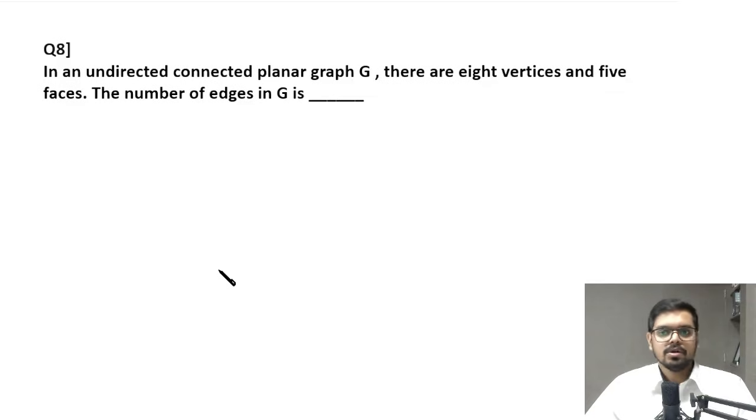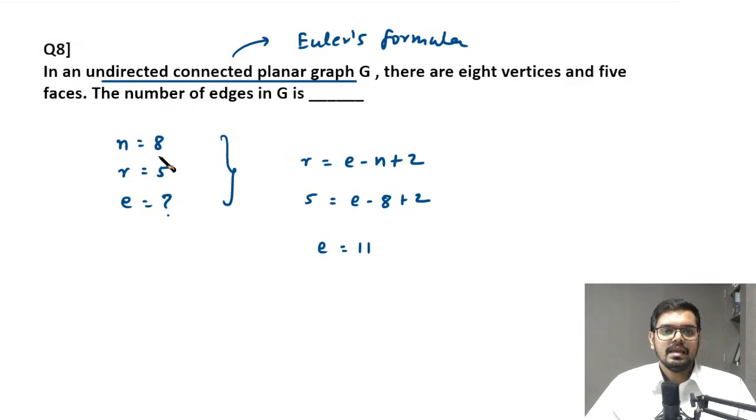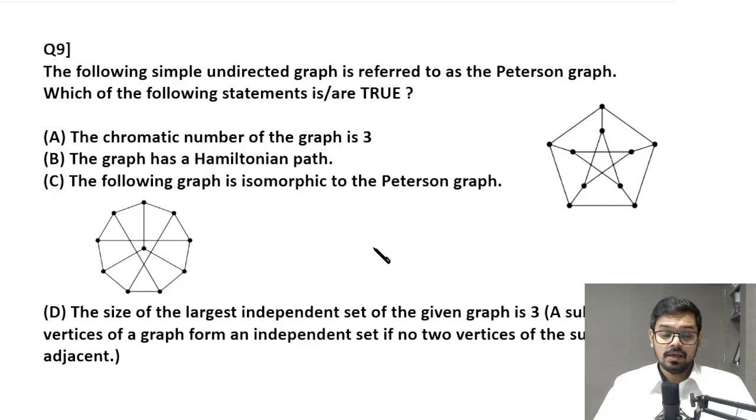Question number 8. Pause the video, try, then look at my solution. It's an easy question. In an undirected connected planar graph, there are 8 vertices, 5 faces, number of edges is simple, direct formula. N is given, R is given, E is asked. And also they are saying connected planar. So Euler's formula can be used. No brainer. We have solved very tough questions. This is super easy. To the next question, final question.